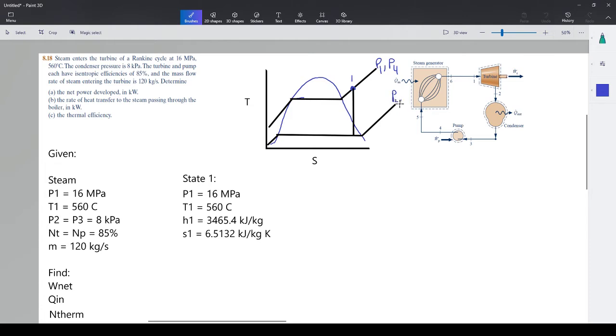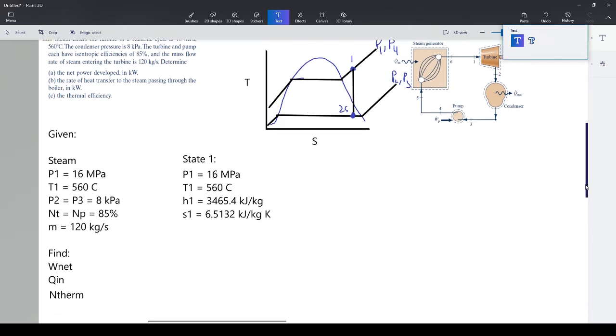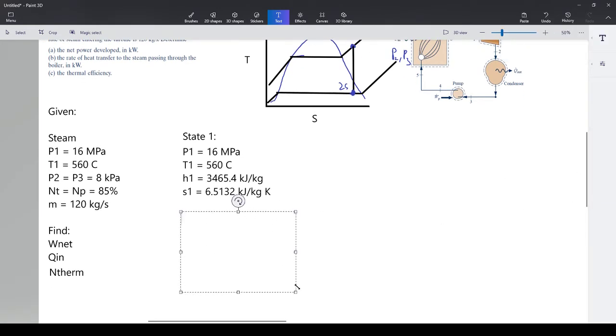So this right here is the pressure line of P3 and P2. And this right here is going to be state what? Well, this one is going to be 2S, because it is the isentropic state of 2, the perfect state, right? So 1 to 2S. How we solve from 1 to 2S is very straightforward. We just assume that entropy 1 equals entropy 2, right? So let's go ahead and do that. For state 2S, you are going to say S1 equals S2S, and that equals 6.5132 kilojoules per kilogram Kelvin.